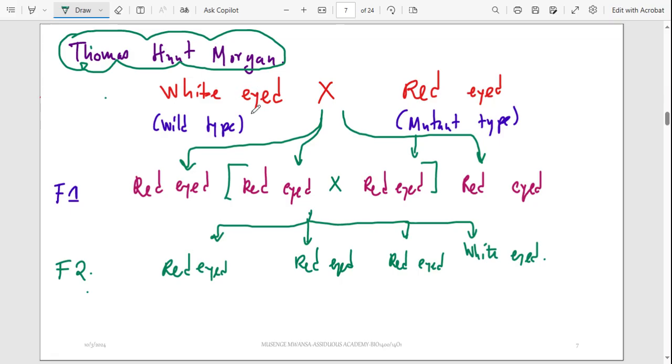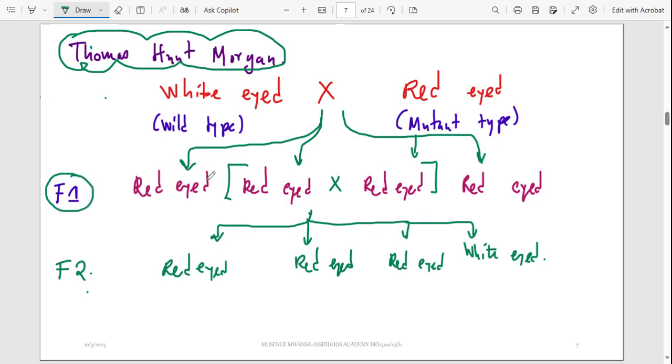So first he got a white-eyed fruit fly. This is Drosophila melanogaster. He crossed it with a red-eyed fruit fly. Now the white-eyed, this is the normal one, and then the red-eyed is mutant. And what he saw after mating these two is that all the offspring were red-eyed. And there were four offspring. So this is known as the F1.